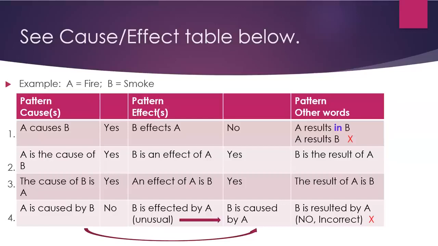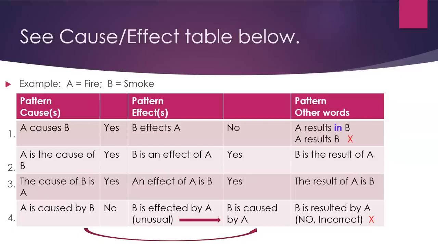How about with the word effect? B affects A. No, we don't say that. B is an effect of A. Yes. That's okay. An effect of A is B. Yes, that's okay. B is affected by A. This is a little bit unusual, but it's okay. It's more common to say B is caused by A.